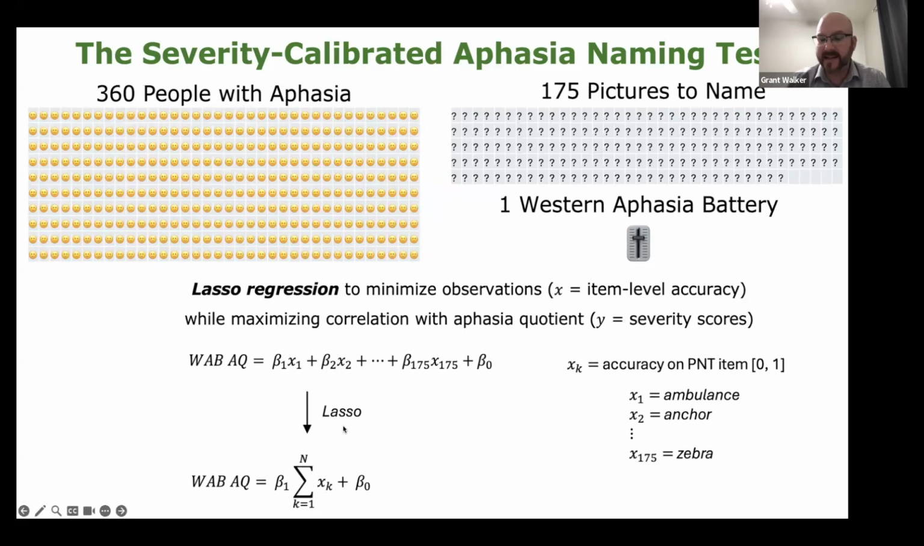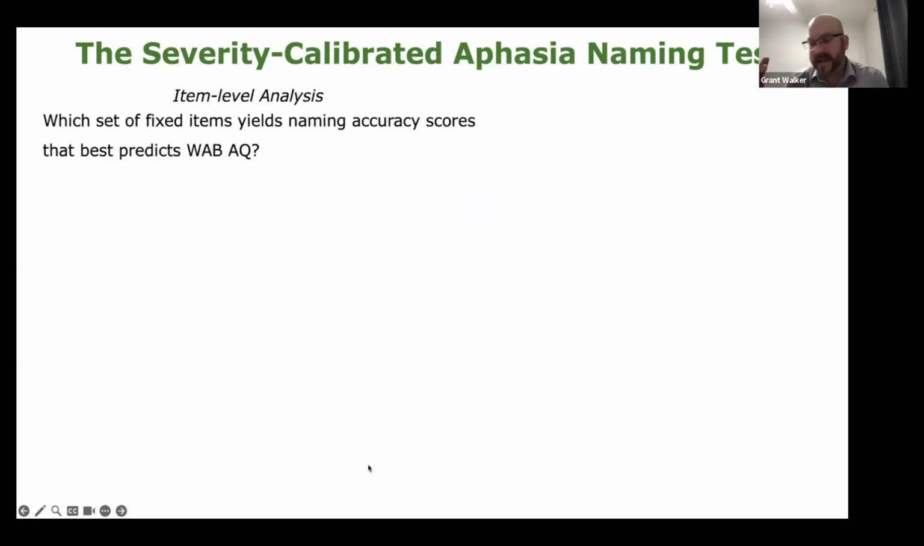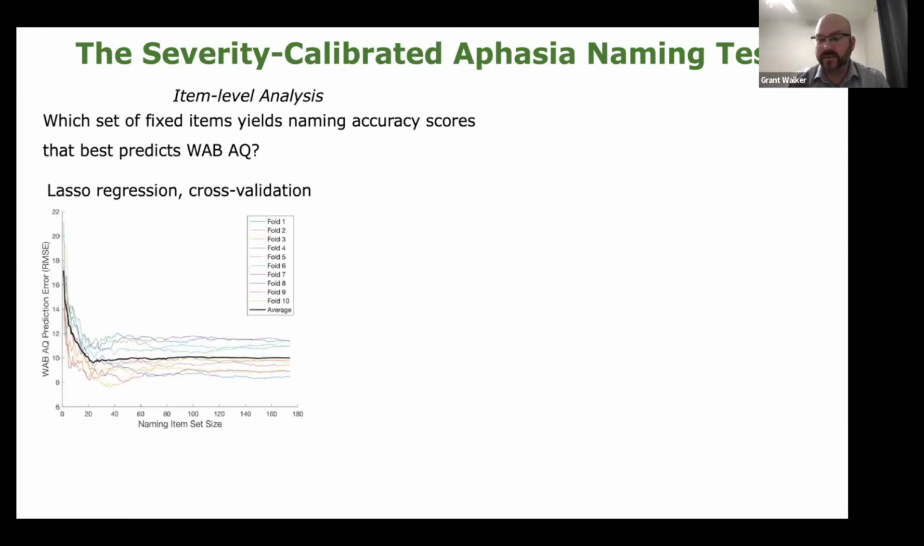What's nice about this lasso regression approach is that we can ask how many items we need in order to maximize our correlation with WAB AQ. So we're looking for a fixed set of items that yields the best predictions. And so we use cross-validation.